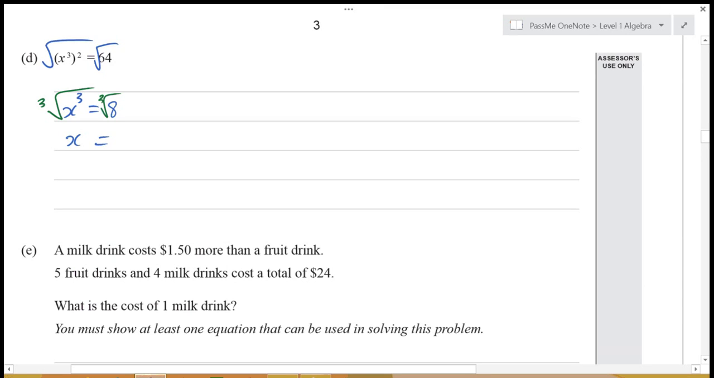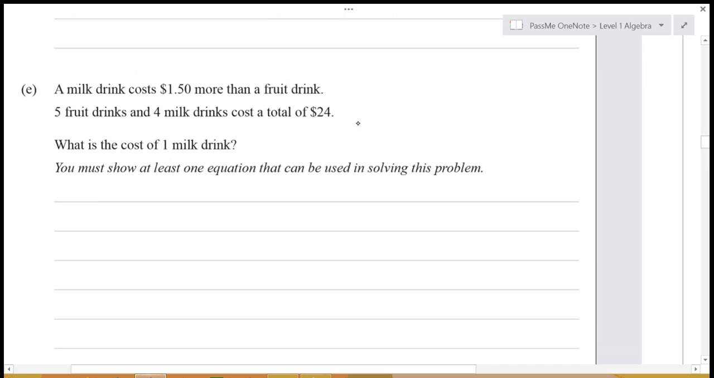1 cubed is 1, 2 cubed means 2 times 2 times 2. 2 times 2 is 4, so we've got 4 times 2, and 4 times 2 is 8, so 2 cubed is 8, so the cube root of 8 is 2. Alright, so you've got to develop some strategies around there for solving these things.